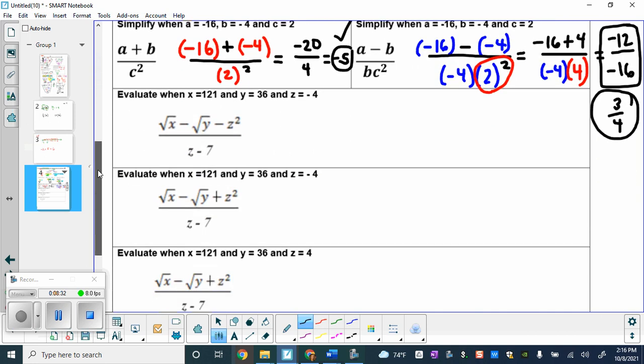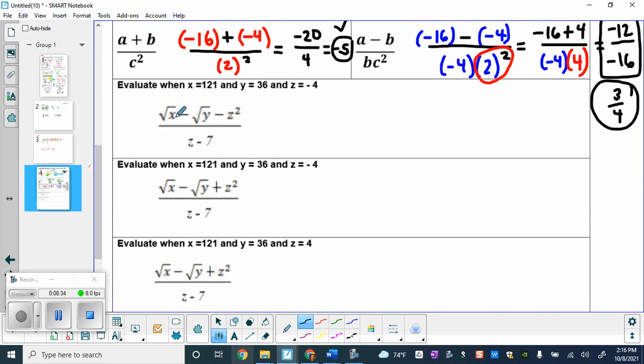All right. So now let's take a look at some of these that have radicals in them. When you guys see a radical, you don't got to worry about the parentheses. You can just say, okay, the square root of x, if x is a 121, I can just do this. And then I'm going to put minus. And then I've got the square root of y, which is a 36. And then minus. And then z here is a negative 4. So let me make it negative. Almost forgot to make it negative. Negative 4, there we go. And I got to put the squared because it's z squared.